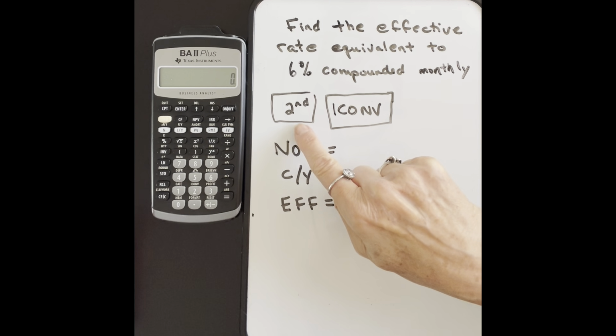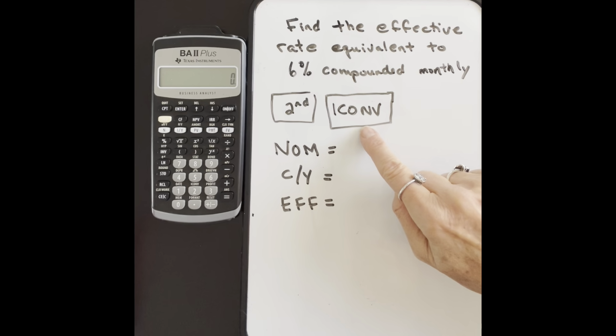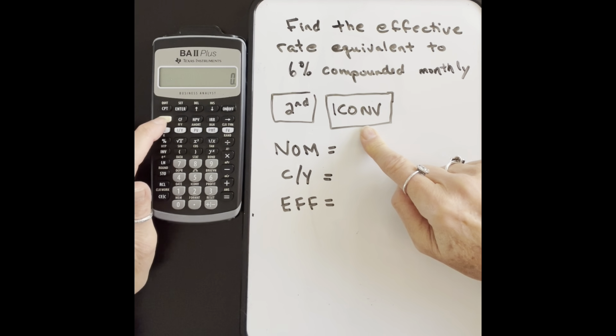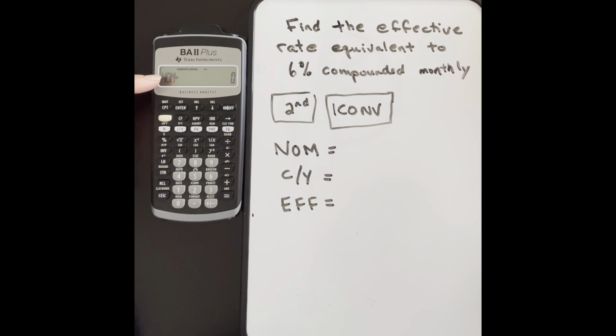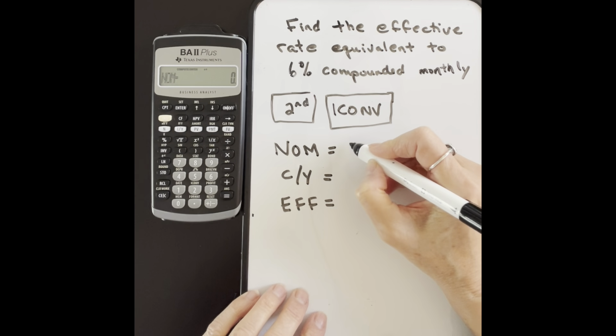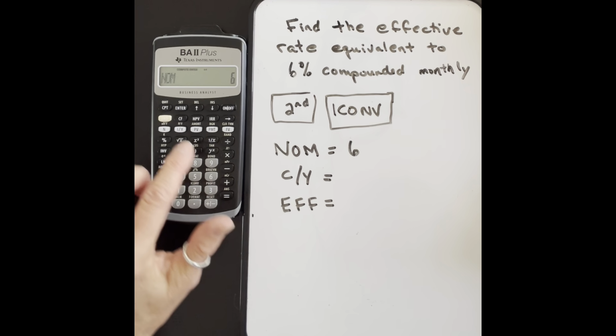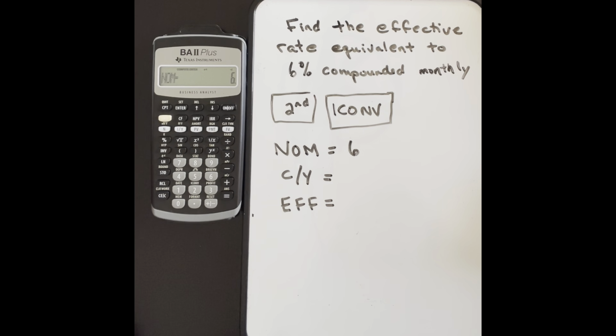Your first step is to go second function interest conversion, which is right here. So second function interest conversion. The first thing it asks for is nominal interest rate, which is 6%. So we're going to enter that. Make sure you press enter after putting the number in. Then press your arrow up.